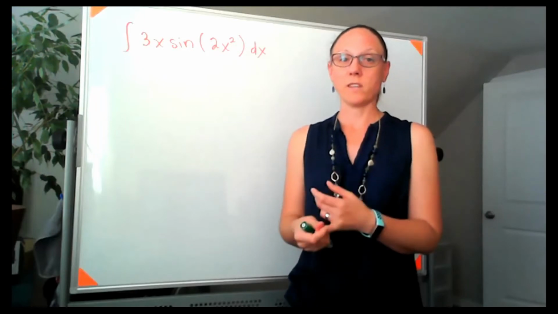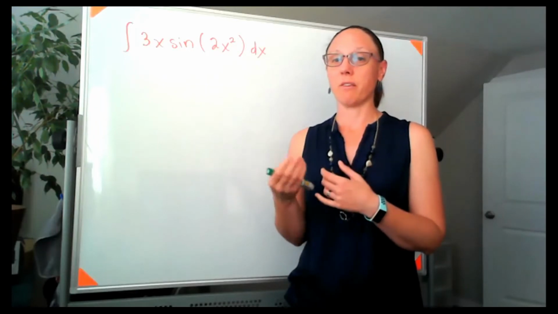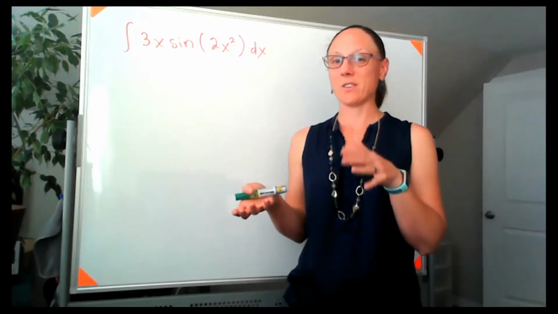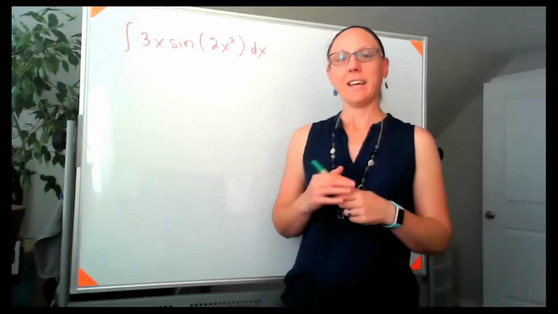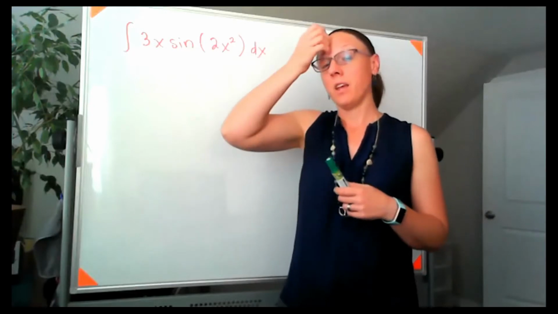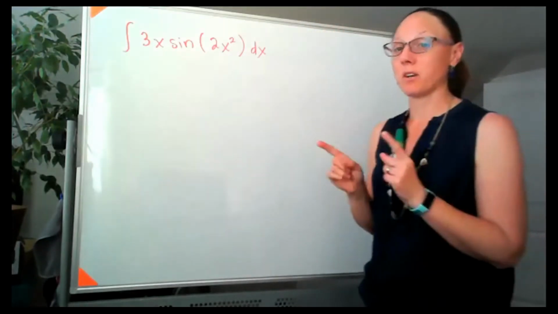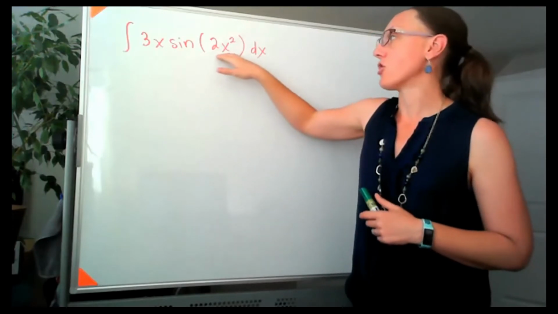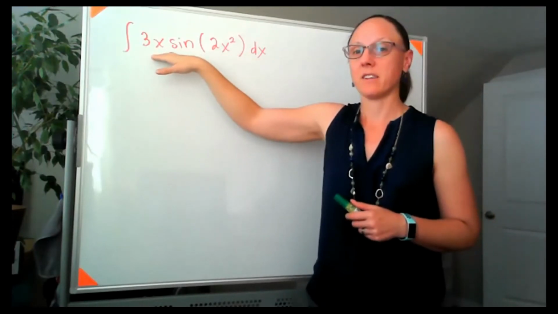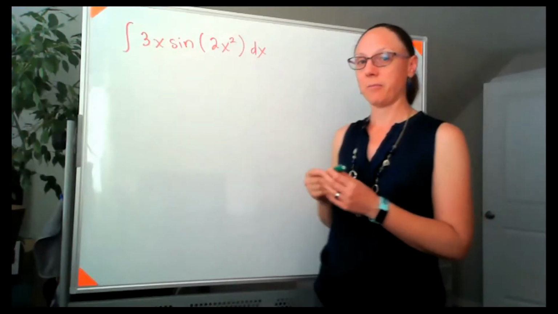If it's going to be a u substitution, then I need the derivative of one part to kind of sort of equal the other part. And the reason I say kind of sort of is it can be off by a number. In this case, the two parts that I'm looking at for a function and its derivative are that 2x squared and the 3x. I'm going to come off to the side.